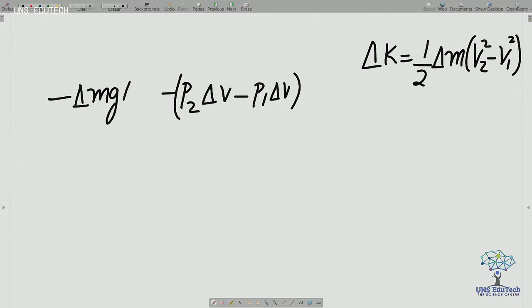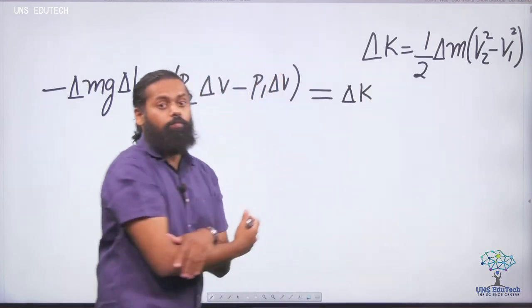Delta H is nothing but H2 minus H1. So if you are adding these two quantities, you should get the delta kinetic energy. That is actually the work energy principle.